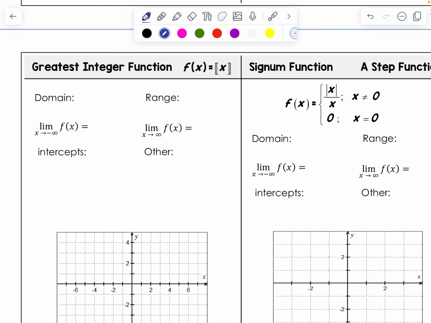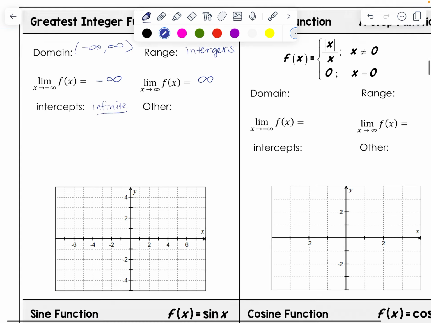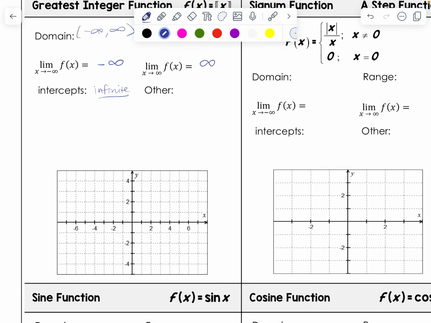So remember that our domain can be any real number, and our range is only the integers, which are like -5, -4, -3, -2, -1, 0, 1, 2, 3, 4, 5, like that. The limit as x approaches negative infinity on the left is negative infinity. The limit as x approaches infinity to the right is infinity. We actually have infinite intercepts, and you'll see why the step that goes along the x-axis is an infinite number of intercepts.